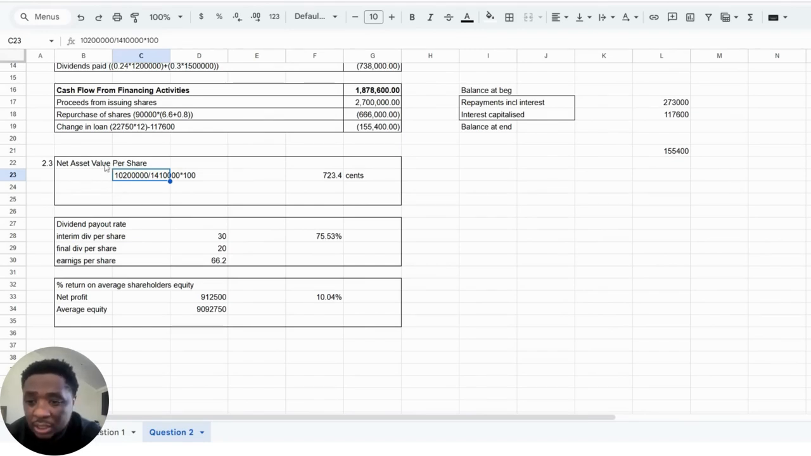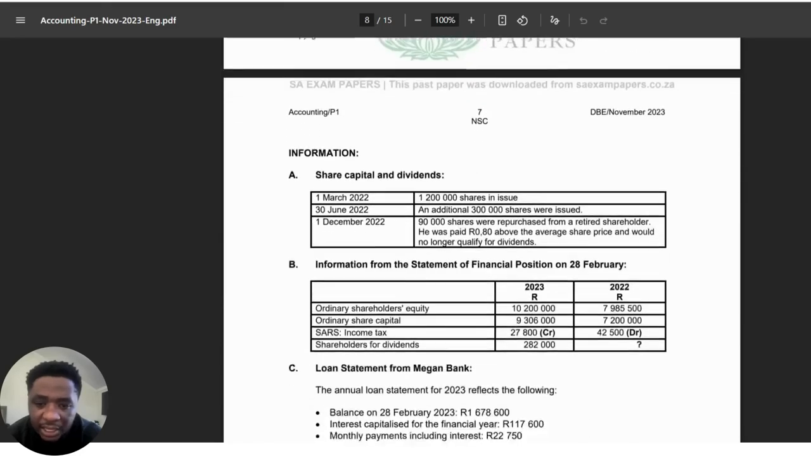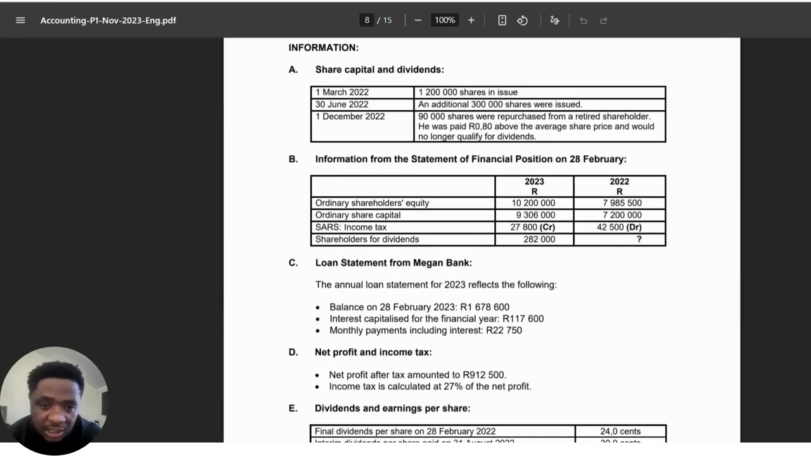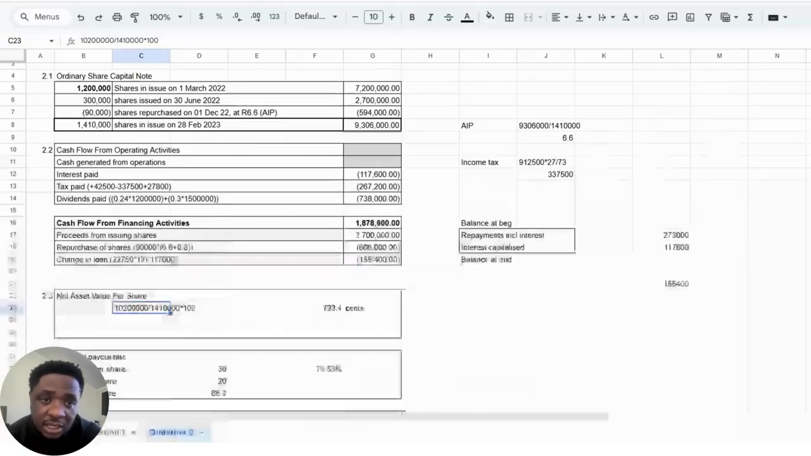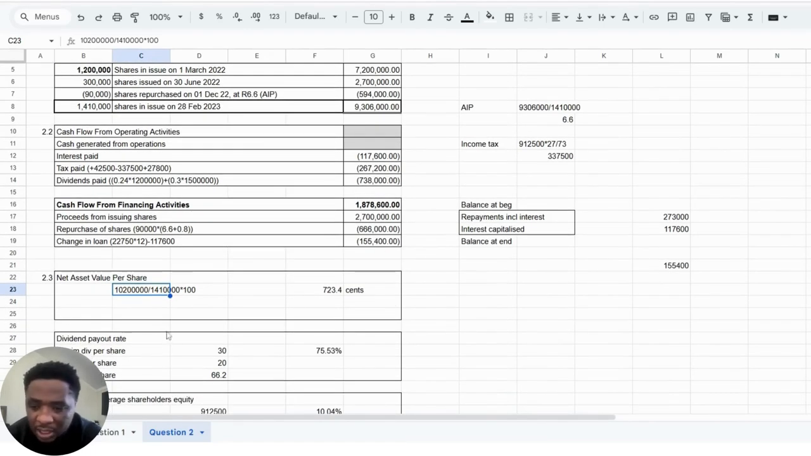So the first question was to calculate the net asset value per share. To do that, you would remember that the formula for the net asset value is shareholders' equity. So you take the total of shareholders' equity, and then you divide by the number of shares in issue at the end of the year, and then you multiply by 100. So if you look at 2.1, we did work out the number of shares. So we divide by that 1,410,000, and then if you go into the information here, you will see that shareholders' equity at the end of the year is 10,200,000. So that's how you calculate, and then you multiply by 100, and then you get 723.4 cents.